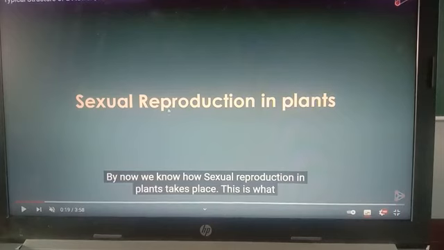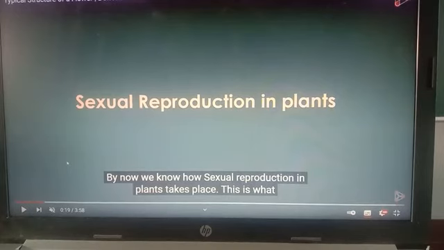It is about sexual reproduction in plants. So what is sexual reproduction? We discussed in our last class that in sexual reproduction both male and female are required for producing the new one. Like male and female both are required for reproducing, so it is called sexual reproduction.